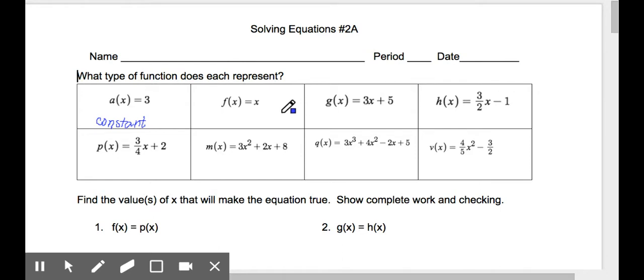Now f of x is equal to x. So here we have x, and it's in the base, and the exponent of x is 1. Therefore, this is a linear function.